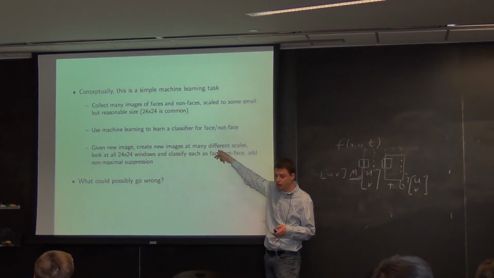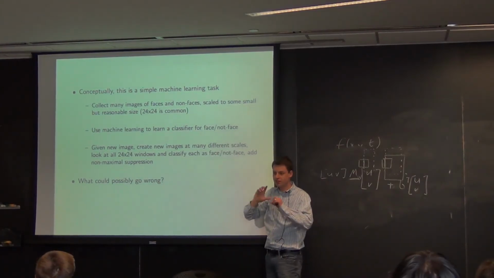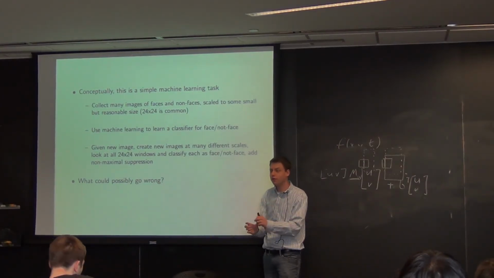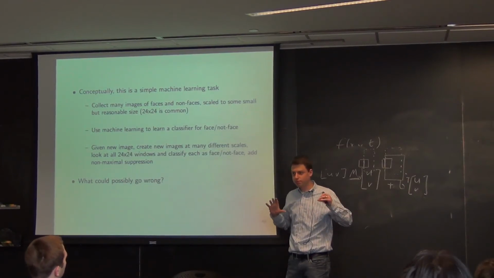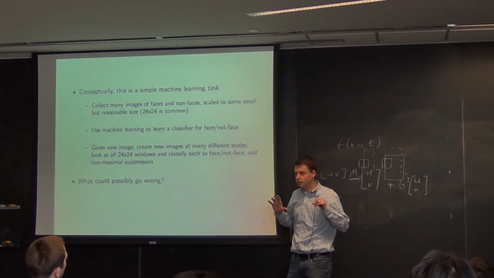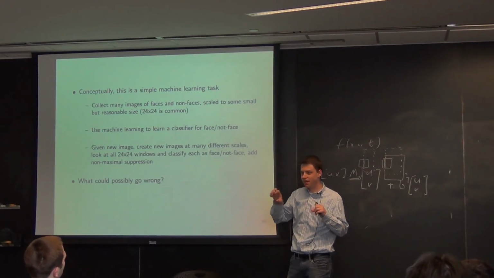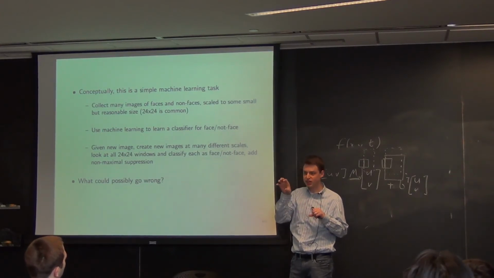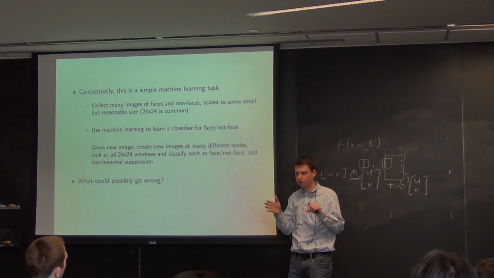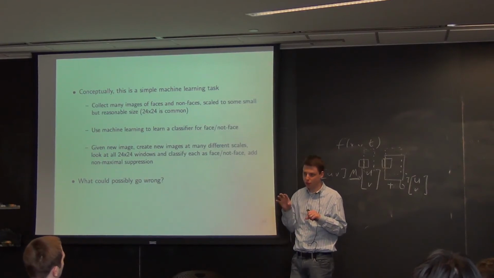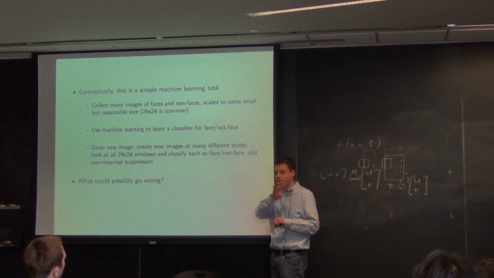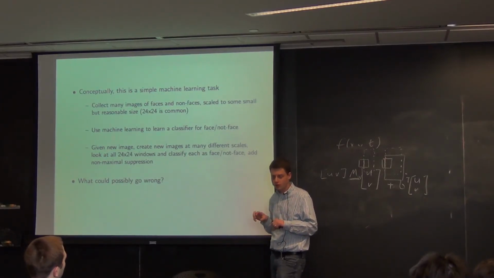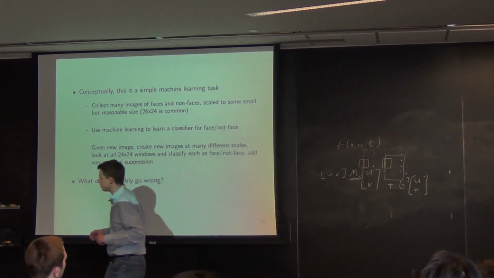Now, given a new image, of course, it could be that the face you see in that image is not 24 by 24. But what you can do is scale that image to all different sizes, maybe scaling down by a factor of 0.9 each time. So you make it a little bit smaller, then another 0.9, et cetera, such that you look at every single 24 by 24 window in all the scaled versions.